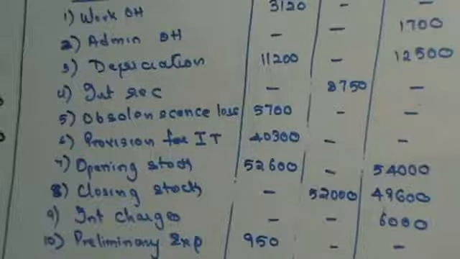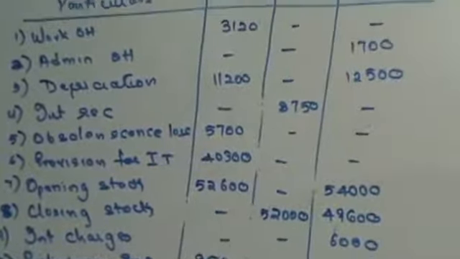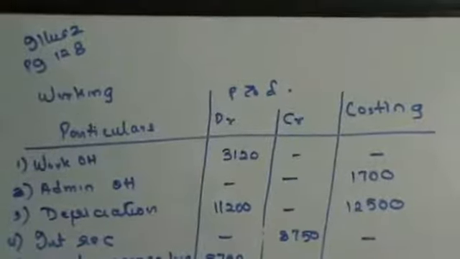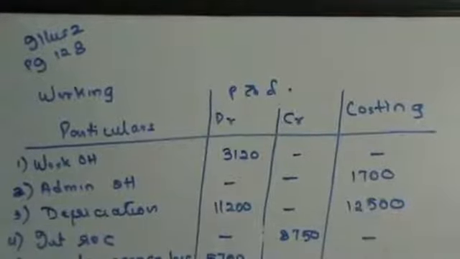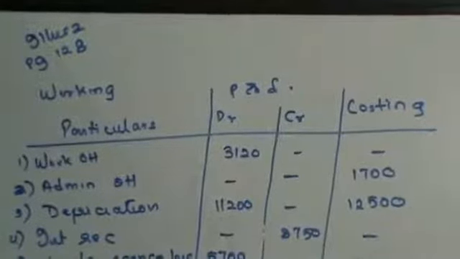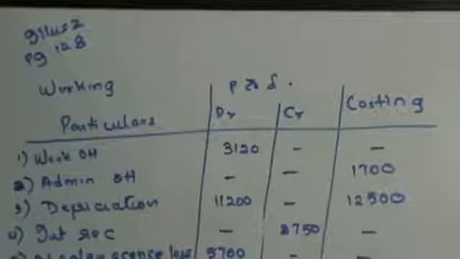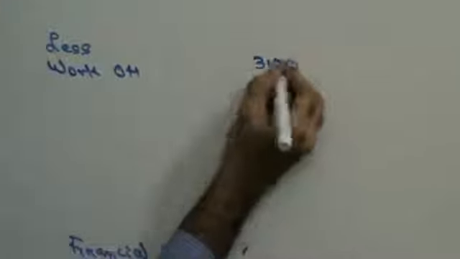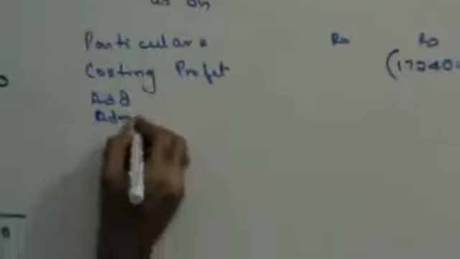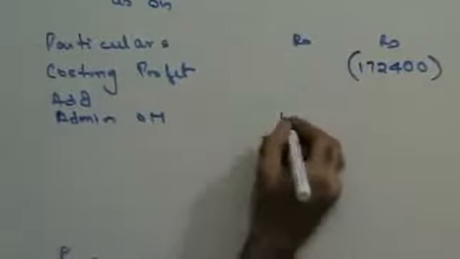Once your working note is ready, then the sum is very simple, guys. Less is less, more is more. Look at work overheads. Remember, you have to compare with respect to cost account. In costing, work overheads is 0 and in P&L it is 3120. It is less in costing. So you will have work overheads in costing, amount is 3120. Next, administrative overheads is more in costing. So administrative overheads will come in the add column, 1700.